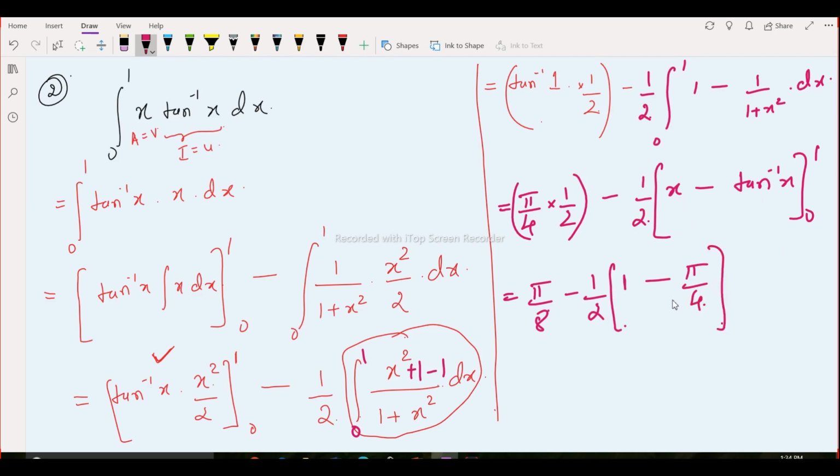So I think we're done with this. So now we have pi by 8, and here we'll have one more pi by 8. Right, this half will go here, minus half. So pi by 8 plus pi by 8 will become pi by 4 minus half. So this is the answer, right?